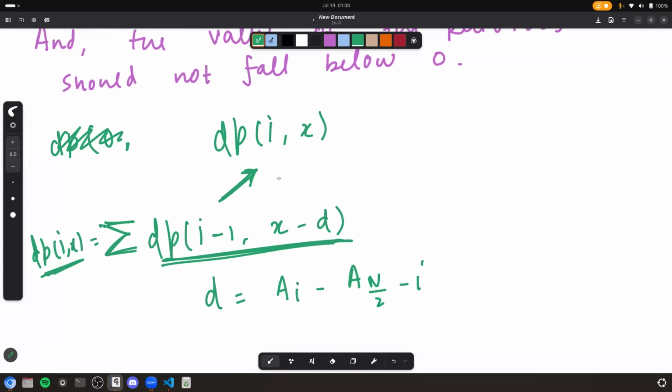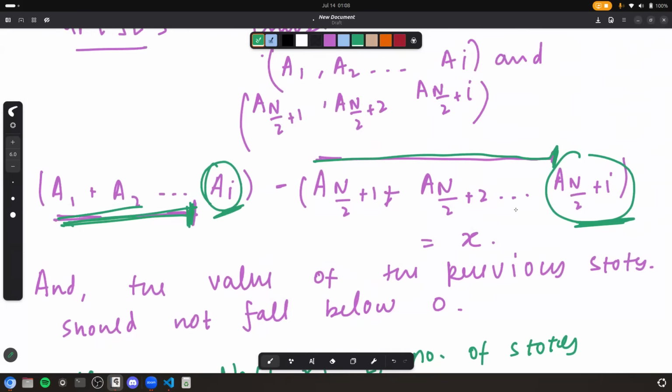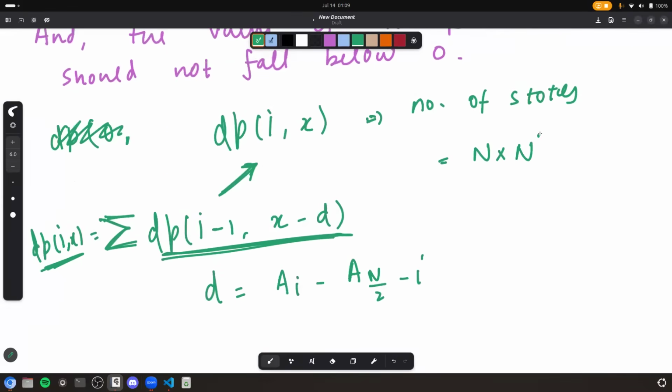Let's analyze the time complexity for this DP. So the number of states: since i can be from 1 to n, and x is actually the sum of these minus the sum of these, the sum of these can be till n square, since a1, a2, ai can all go to n. So the maximum sum would be till n square. So the number of states is n cube.